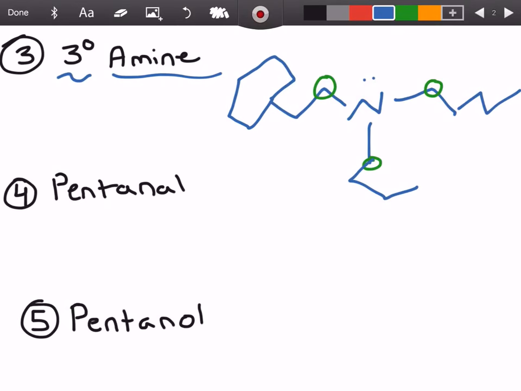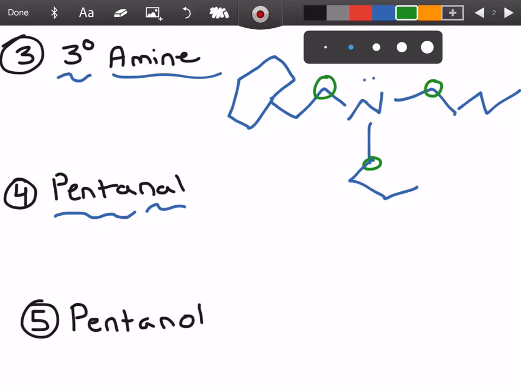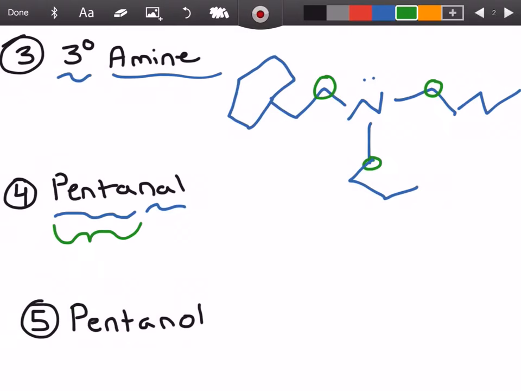So in the next example, we've got pentanal. So if we break this down, we're going to look at the beginning of it as pentane. So we know pentane is a 5-carbon molecule. And whenever you see al at the end of a word, you're going to think aldehyde. You would immediately think aldehyde.